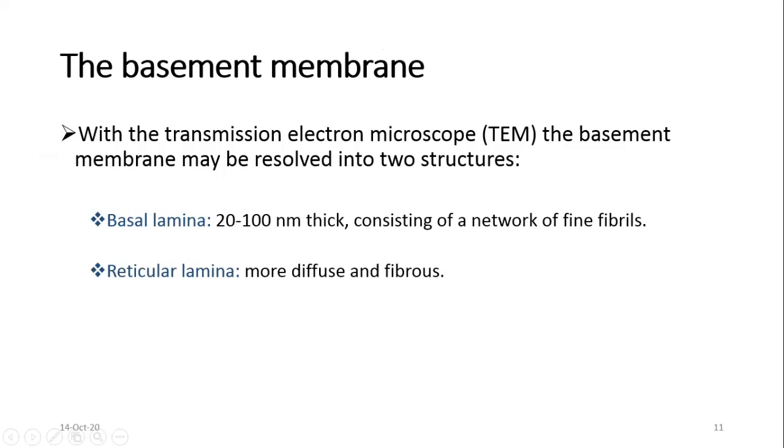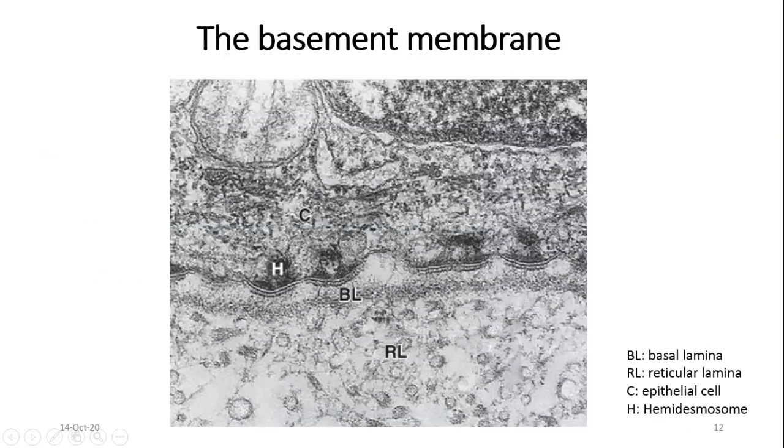The basal lamina is nearest to the basal part of the epithelium, the epithelial cells. The reticular lamina is close to the underlying connective tissue. As we see in this electron microscopic picture, a TEM picture taken by transmission electron microscope, it shows the two parts of the basement membrane.